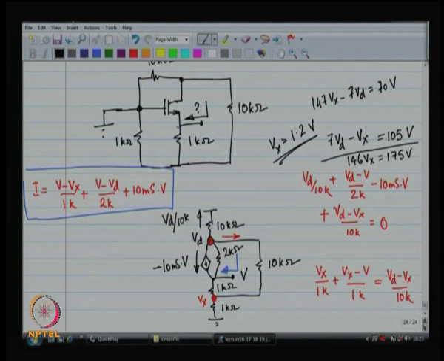Okay. And the next one, Vd, I can get from Vx. So, 7 times Vd minus 1.2 V. So, Vd is about 15 times V. Right? And then I plug in all these numbers over here. So, V minus Vx is about minus 0.2 V, and V minus Vd is minus 14.